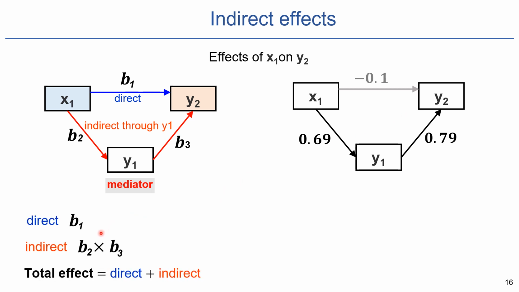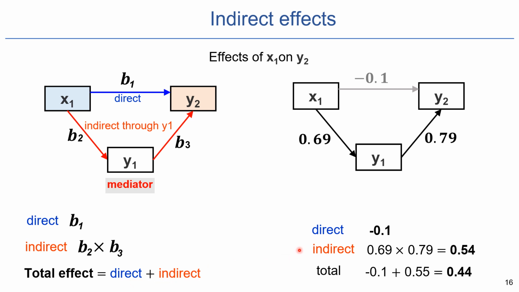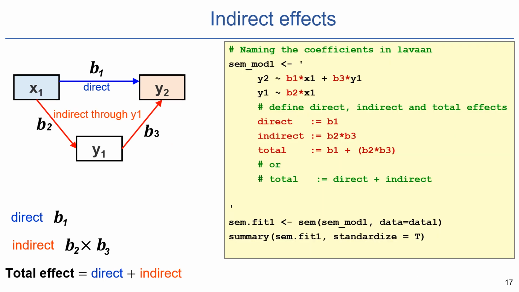The indirect effect is a product of the coefficients realized through the mediator. So it's the B2 coefficient multiplied by B3. And then the total effect is the sum of direct and indirect effects. And here is a calculation for our example where we calculated direct, indirect, and the total effects. We don't have to calculate direct, indirect, and total effects by hand, but we can ask lavaan to do this for us automatically. So for this, we will have to define these effects in lavaan.